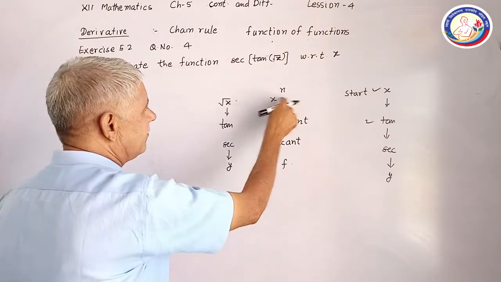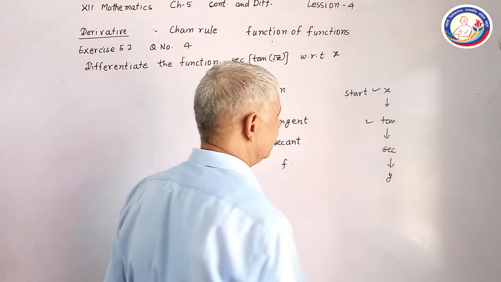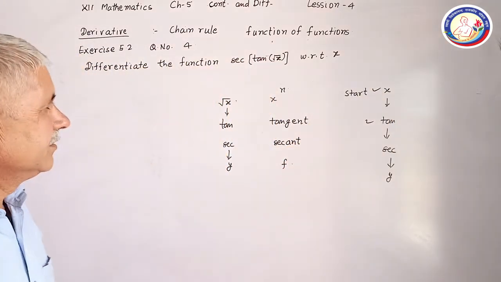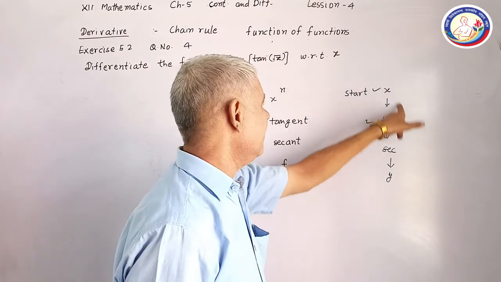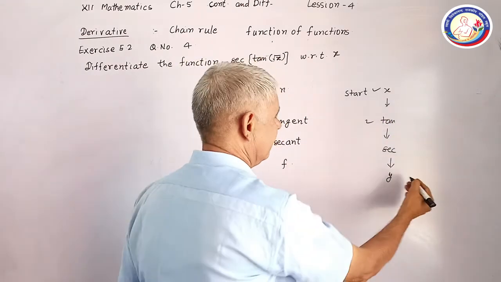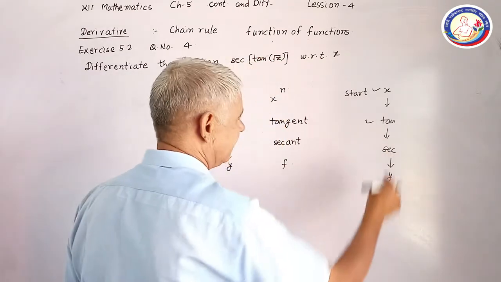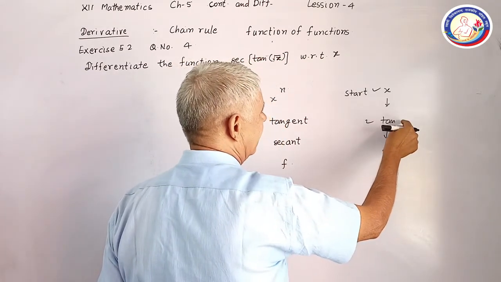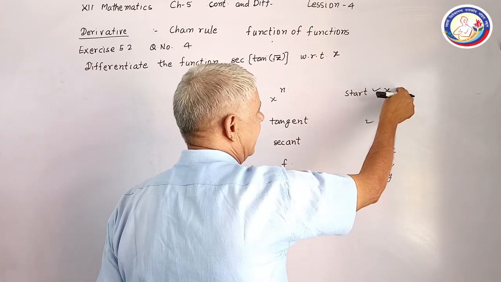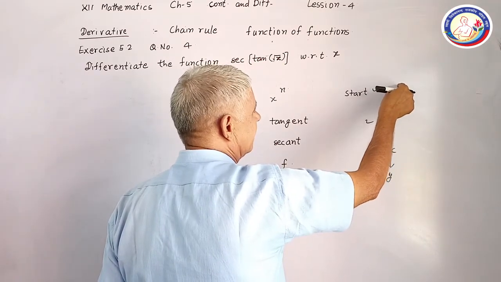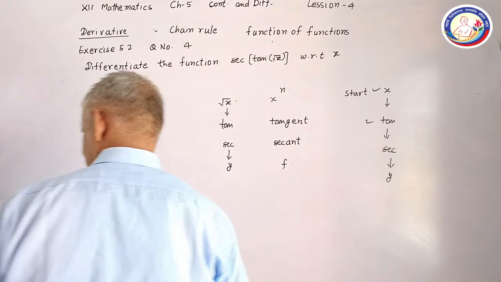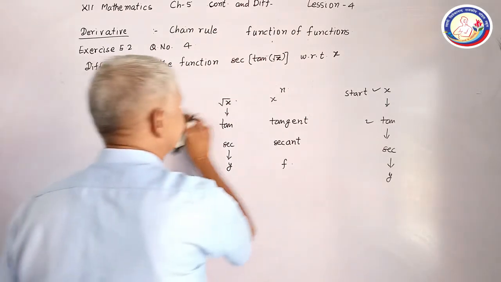Now, we start from here and reach y. Now, y will be written in terms of sec. Sec will be written in terms of tan, and tan will be written in terms of x, and x will be written in terms of square root of x. What will be the way?